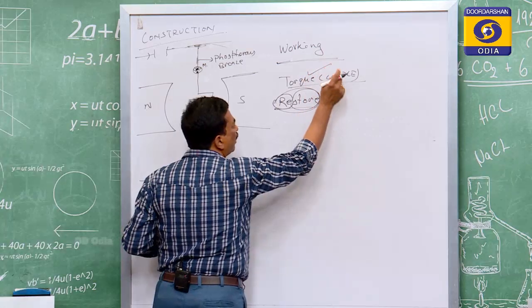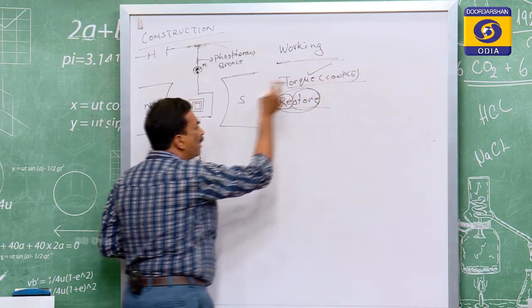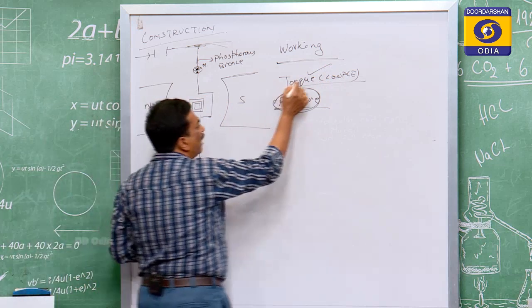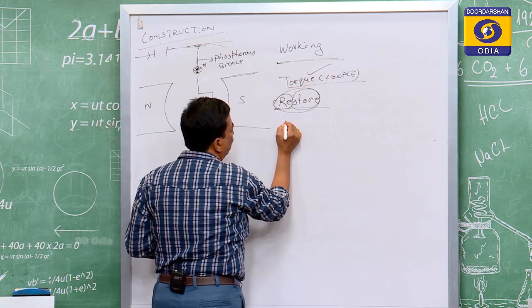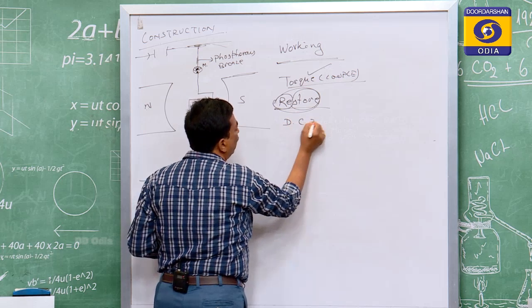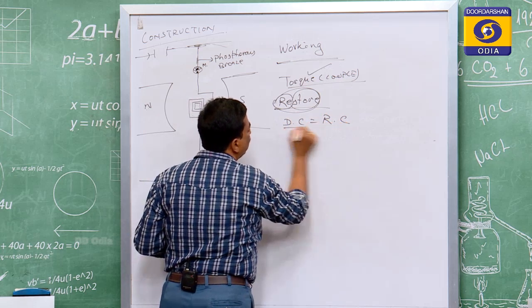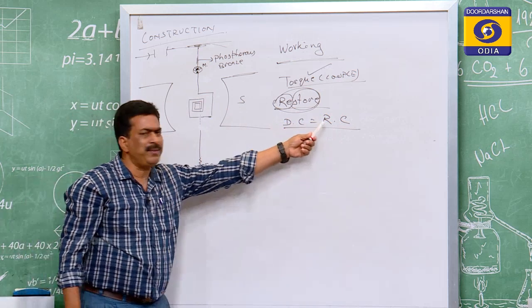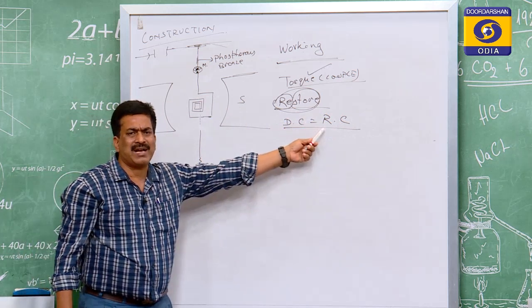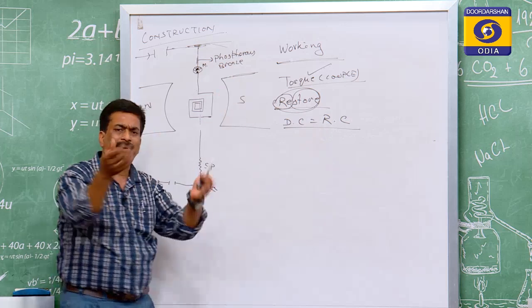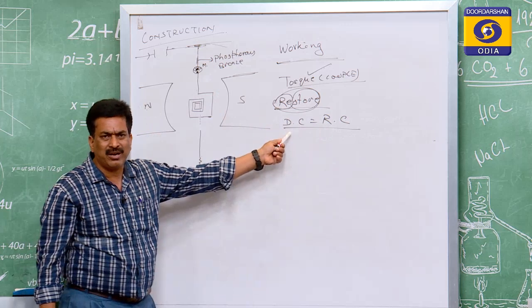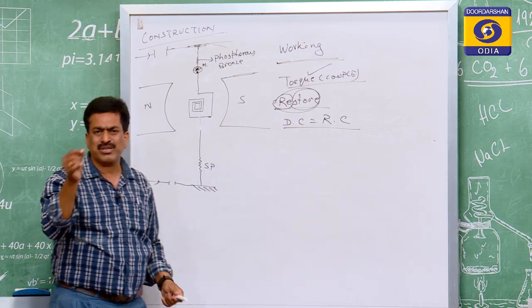Therefore, this spring will restore the door. So this torque is a couple. This couple is now to be balanced by using another couple. Therefore, we will say that the deflecting couple is equal to the restoring couple. My method is, if you just remember DC and RC, then the moving coil galvanometer is over. DC means deflecting couple, RC is restoring couple.